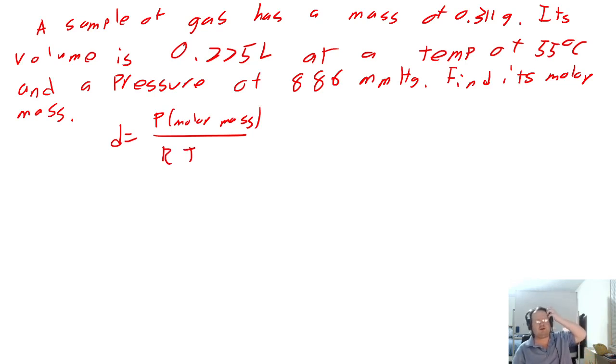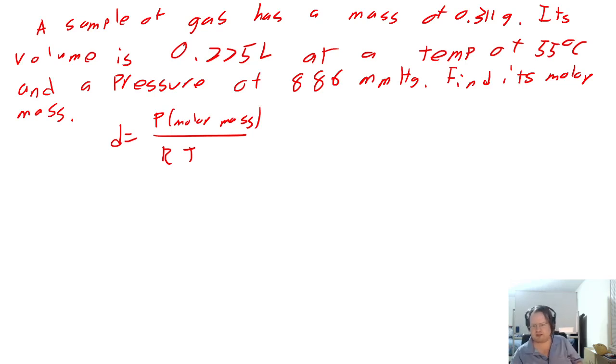You could have used your PV equals nRT and solved for moles, and then grams over moles gives you molar mass. So if you did that, congratulations, that works too. I'm not going to show that way, but it works perfectly fine. And that's one of the realities of equations in chemistry. Sometimes you can use more than one thing to solve the question because they all get you to the right place as long as they aren't making any assumptions that aren't true in your setup.